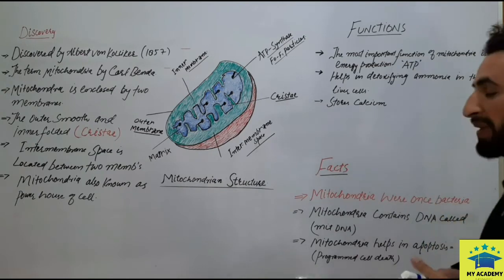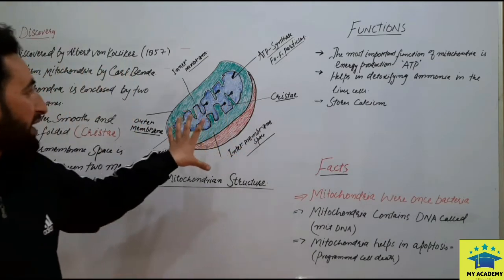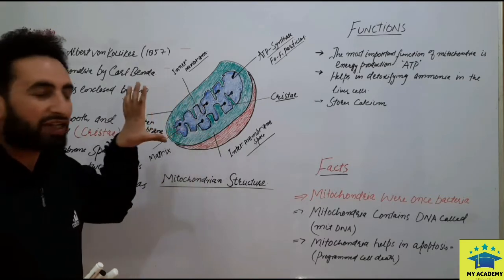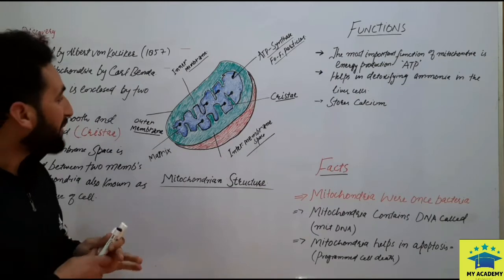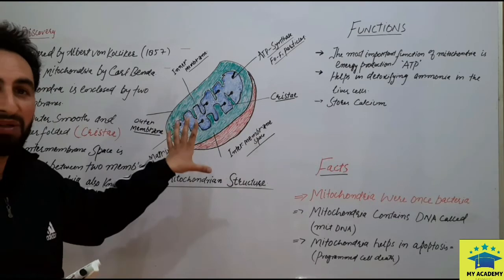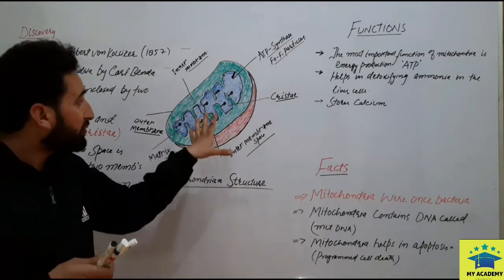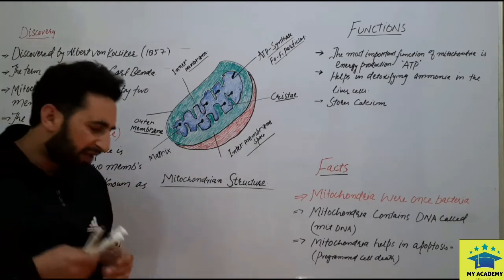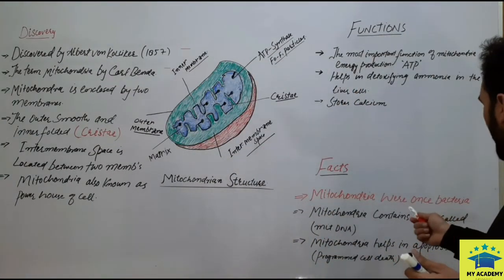Mitochondria were once bacteria. इसका मतलब क्या हुआ? चूंकि अगर आप mitochondria देखोगे, it is a semi-autonomous body. What does this mean? That means it also contains its own DNA, its own RNA. The DNA of the mitochondria can self-replicate. That's the reason why it's called a semi-autonomous body. तो इसका मतलब ये है कि mitochondria were once bacteria. It is better understood by the endosymbiont theory.